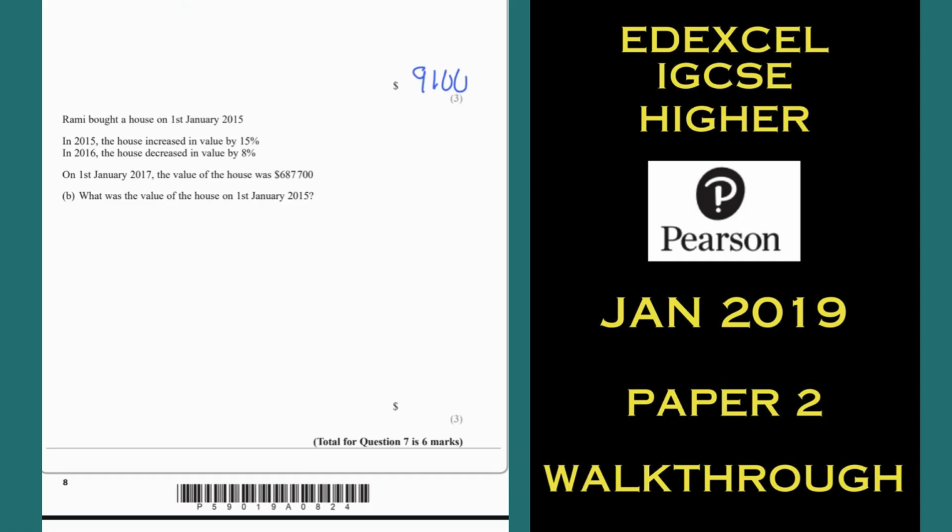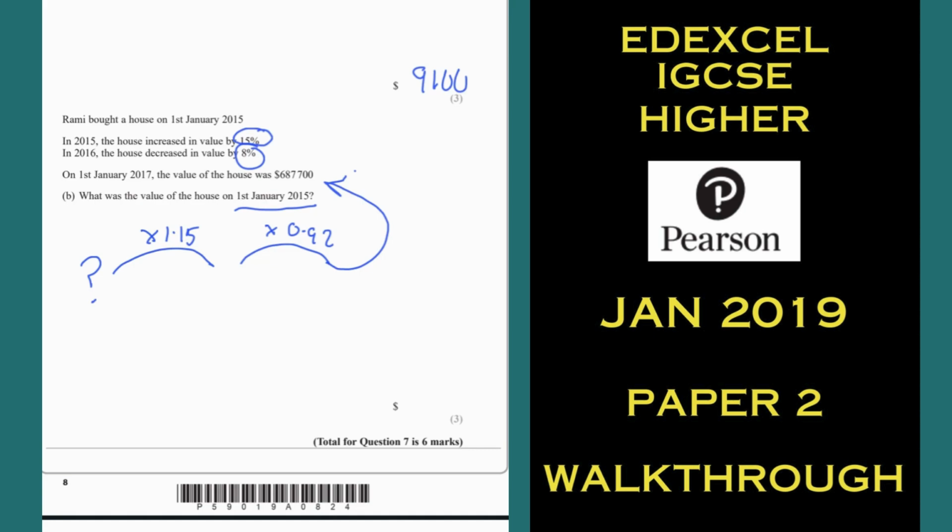Next part though, part B. It's one of those questions where you do not know the original amount. But you do know it got timesed by 1.15. Because it was an increase. And then it was a decrease. It got multiplied by 0.92, and we ended up at $687,700. You've got to work it back to 2015. Yes, folks, it's a reverse percentages question.